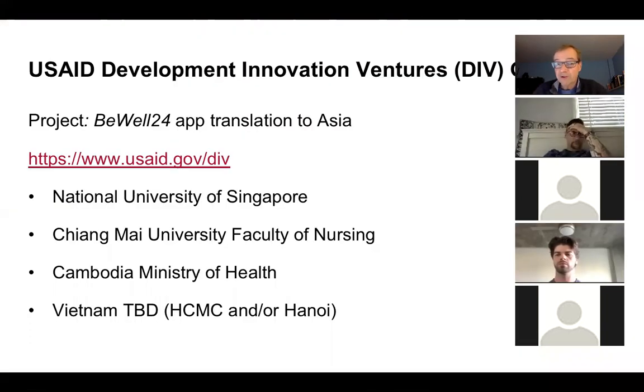One I'm working on right now is called USAID Development Innovation Ventures Grant. This is a grant that's specifically for applying technology internationally. So our goal is to use the BeWell24 app. This grant is structured into 3 different phases, if you will. We're going to apply for phase 1, more of a proof of concept. And the goal is to take the existing BeWell24 app, translate it into multiple languages, certainly into Thai, Khmer in Cambodia, and in Vietnamese, and do some testing of the app to make sure it's appropriate for each population.